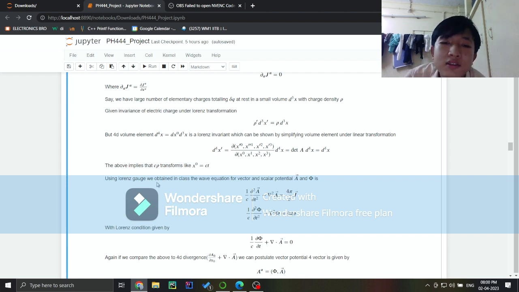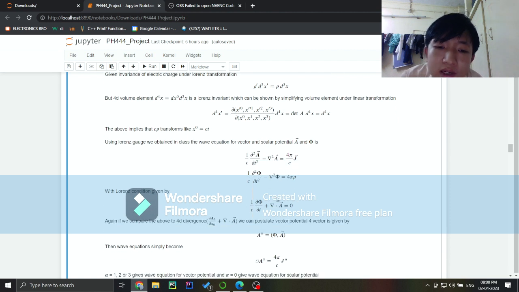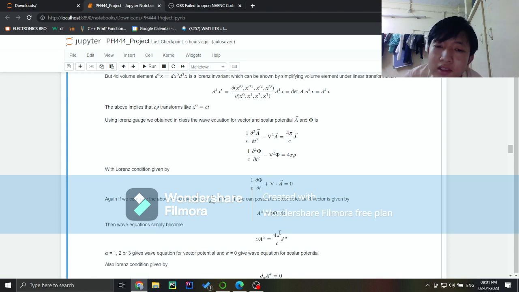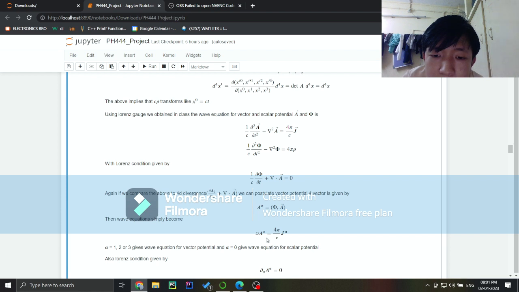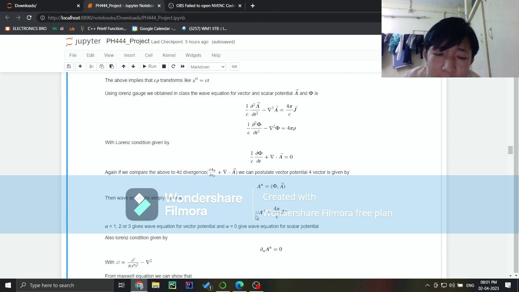And using the Lorentz gauge condition, we can basically show this, which we have done multiple times in class. And with the Lorentz condition, this. Now again, if we compare this to our 4D divergence, we can postulate that A alpha is a 4 vector, with the temporal part of the 4 vector being phi. If we consider this to be the 4 vector, our equation basically becomes this, where this is the D'Alembert operator. The box operator is basically this.